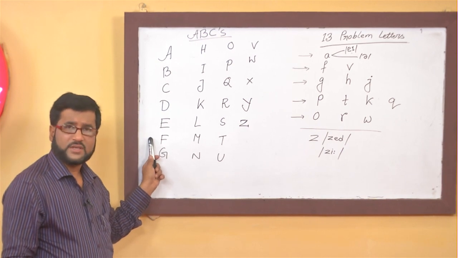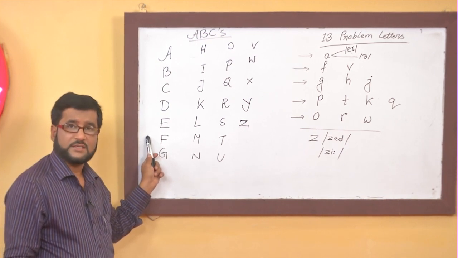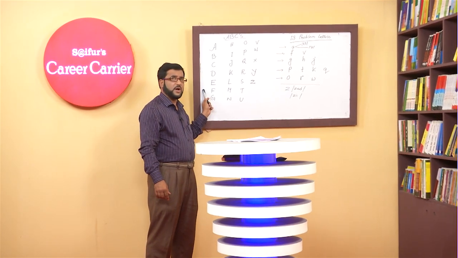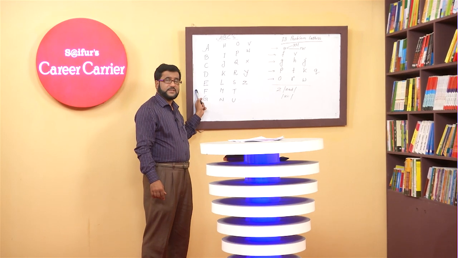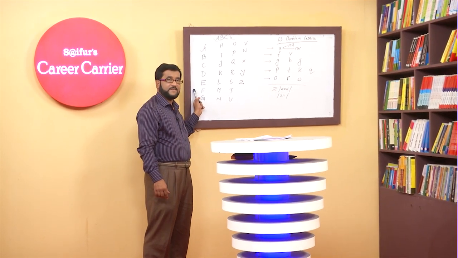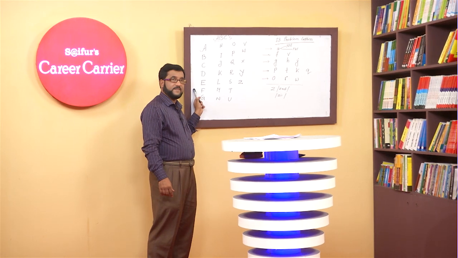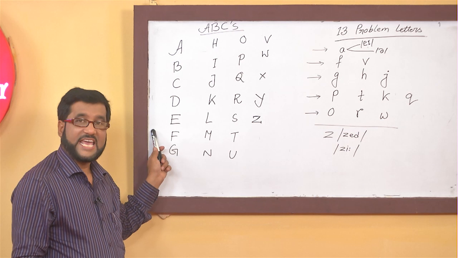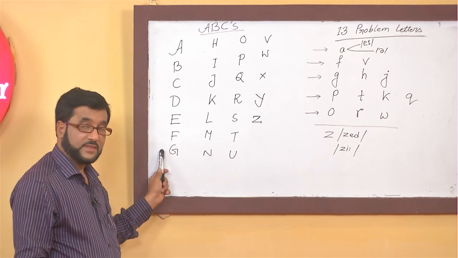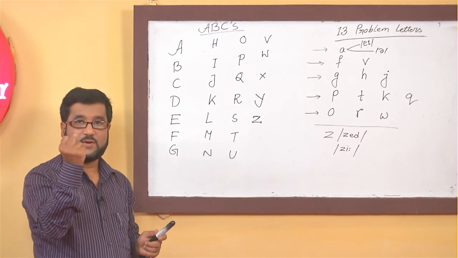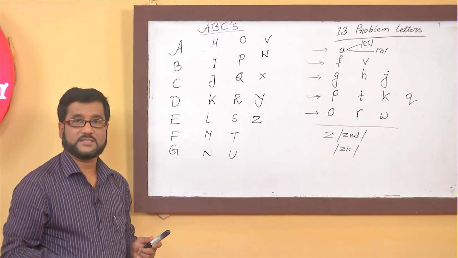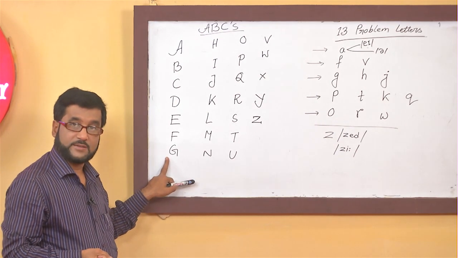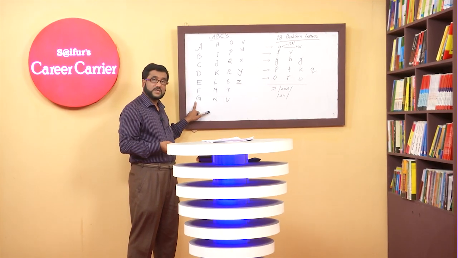This letter is sometimes a problematic letter for the learners. How to pronounce this? You just copy me. Bite your lip. F. That's good. F. This one, you can make your hand, the fist like this. G. This one. G.